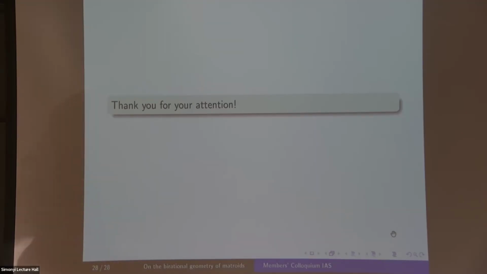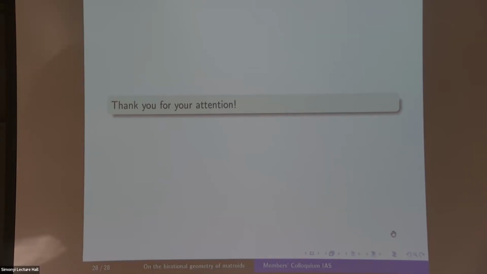Does this answer your question? Okay. I guess I was wondering where the motivation for these different fan structures comes from, if not from tropical geometry. So for example, the fine or the coarse. Yeah, so for us, it really came from tropical geometry. I see.